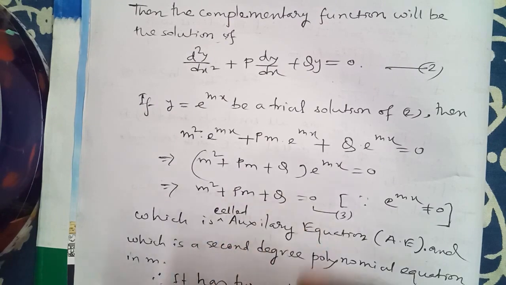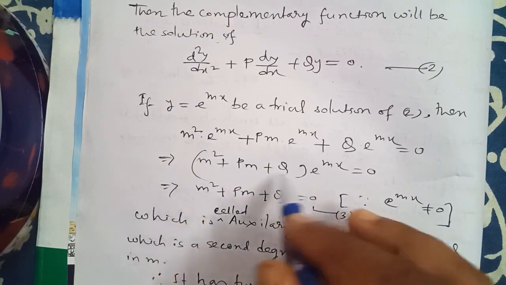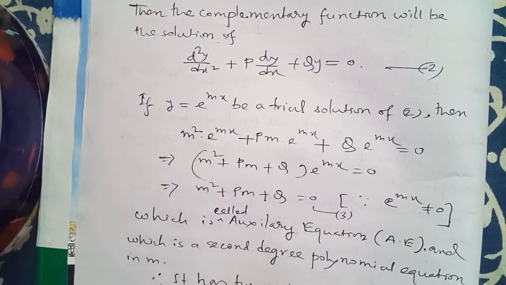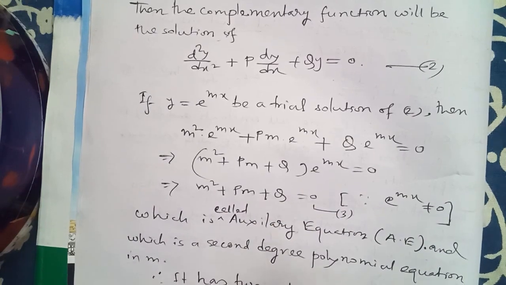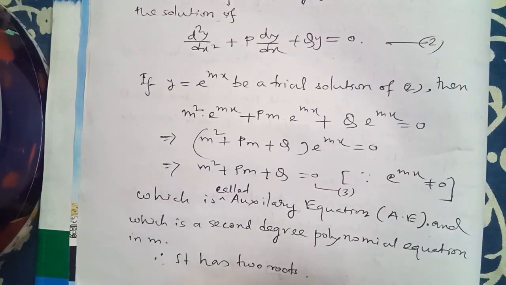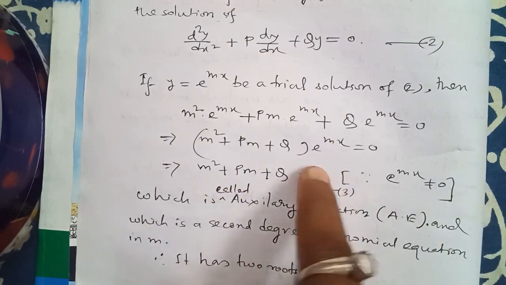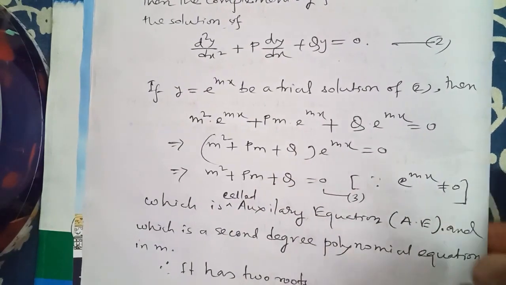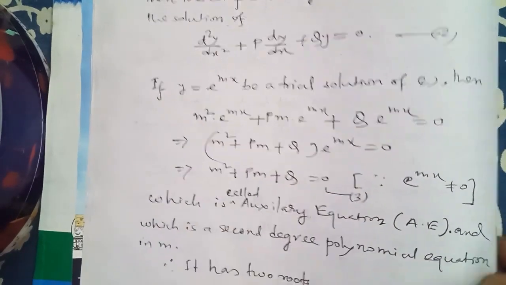This type of equation that we get in m, a function of m, what will we call it? The auxiliary equation, okay? In short form, AE, which is a second degree polynomial equation in m. It has two roots. There will be different types of roots, and for those there will be different types of complementary functions. For example, if the value of m is real.